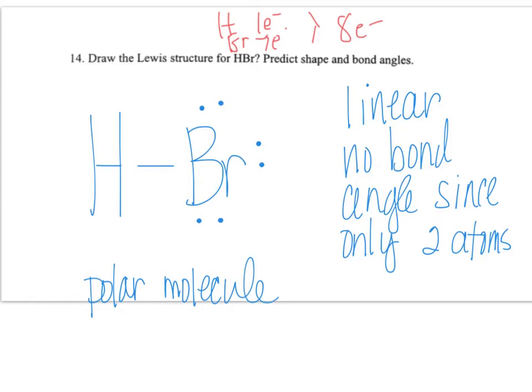All right, so here's the structure for HBr. We would expect there to be 8 valence electrons, and so when we draw it, we see that there are 2, 4, 6, 8 all the way around. Because there's only two things, it would be a linear molecule.